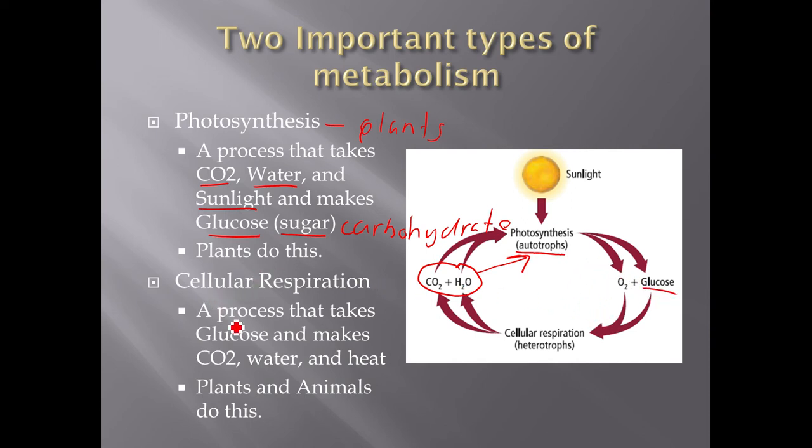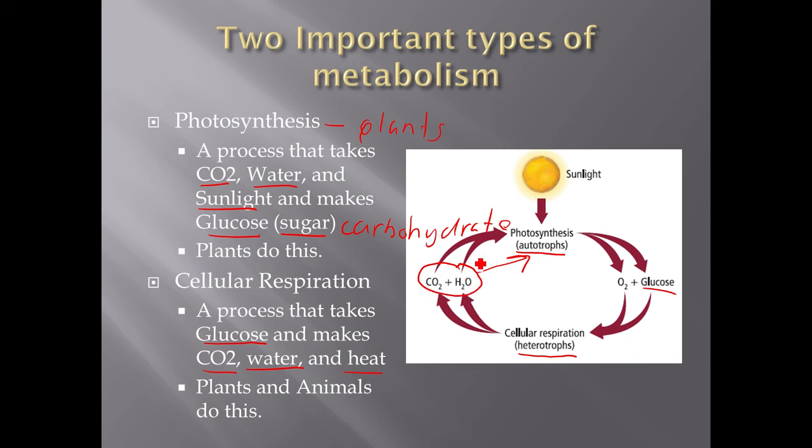Now, cell respiration is the opposite. It's when you take glucose and make CO2, water, and heat. So, in this case right here, the glucose combines with oxygen through a process we call cell respiration. This is what heterotrophs do, and they turn it back into CO2 and H2O.